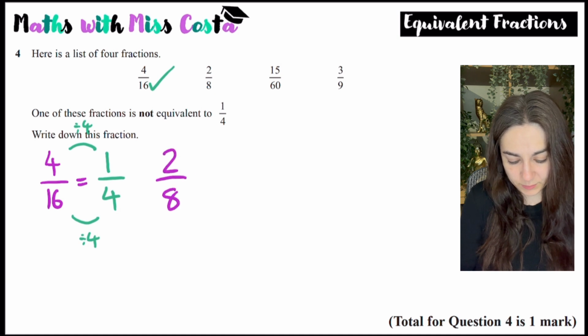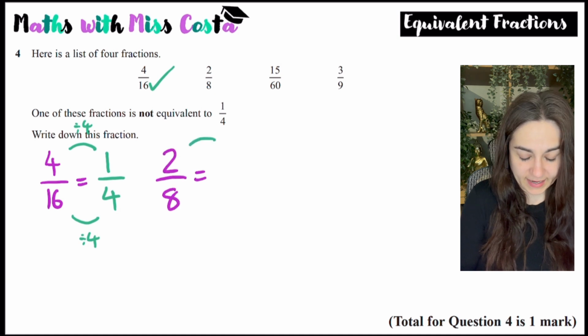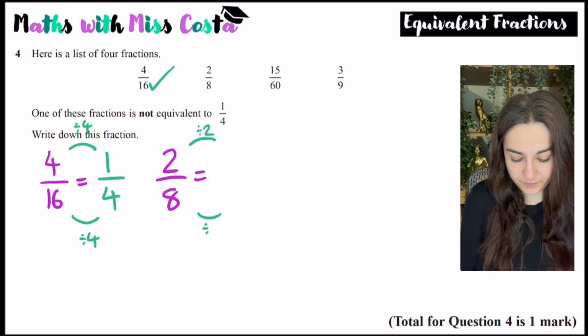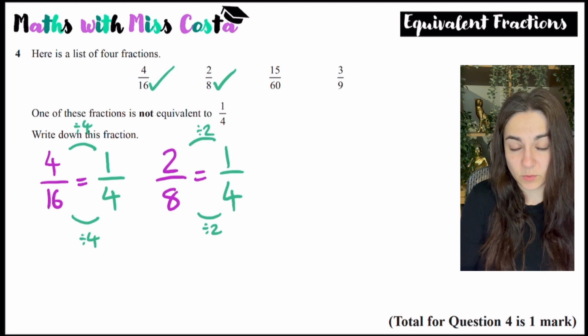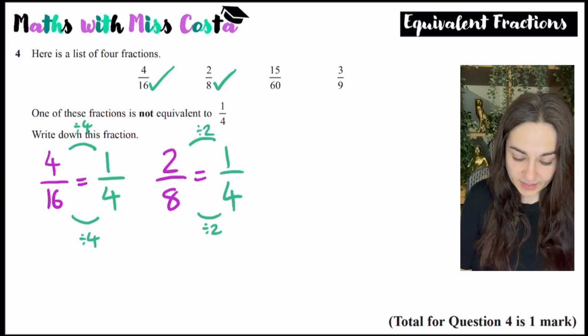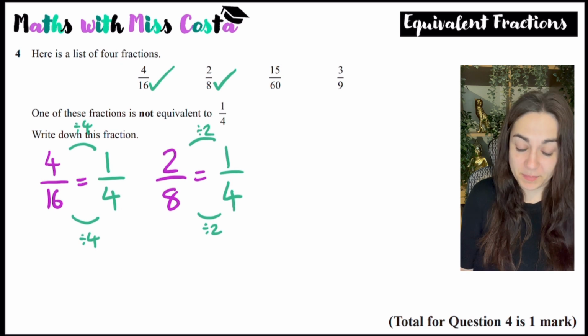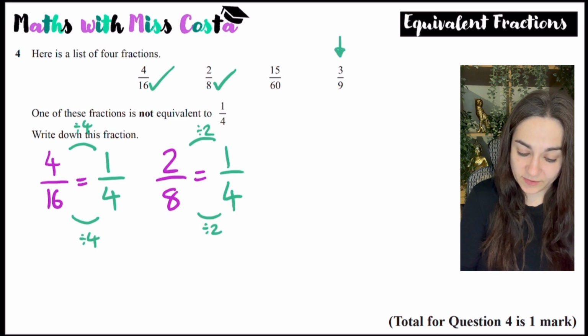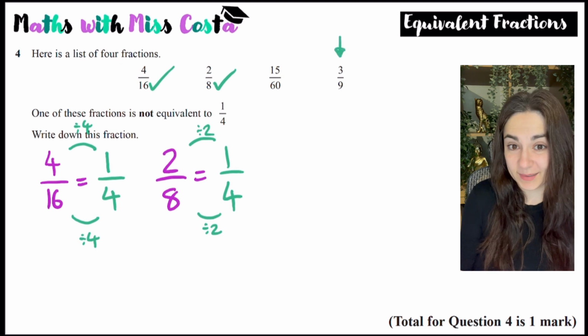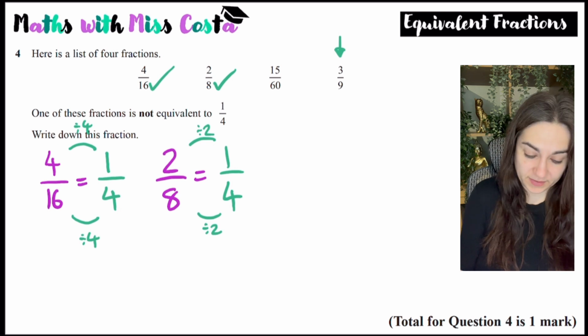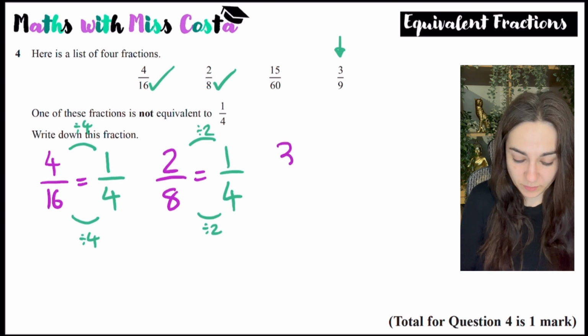I then try the next one. We've got 2/8, and I can divide by 2. And if I divide by 2, 2 divided by 2 is 1, 8 divided by 2 is 4. So that is also equivalent to a quarter. Next, just purely because this is a non-calculator paper, I would choose this one to do because it's the smallest one. But obviously if you did 15/60, that's fine. You just have a little bit more work.